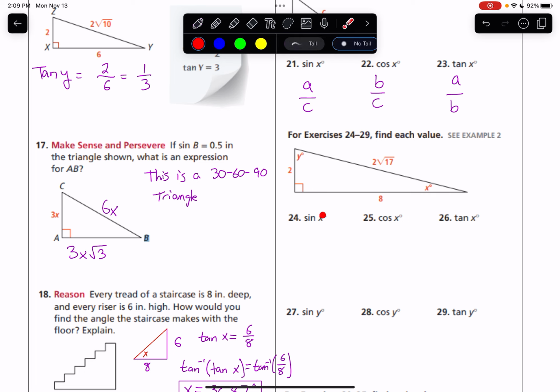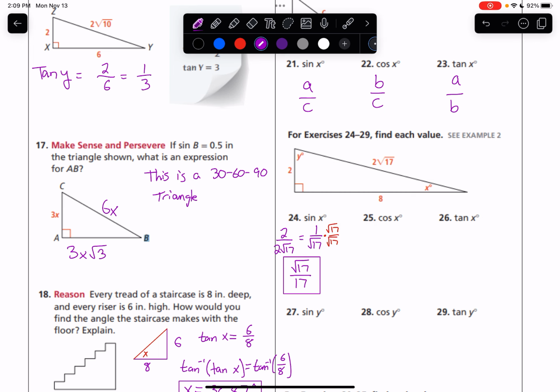For example, the sine of x would make us stand on x and use opposite over hypotenuse. So that would be 2 divided by 2 root 17, which simplifies to 1 over the square root of 17. But we can't leave it like that. We want exact answers. We're going to rationalize by multiplying by root 17 over root 17. That finally gives us square root of 17 over the whole number 17, since the square root of 17 times the square root of 17 is 17.